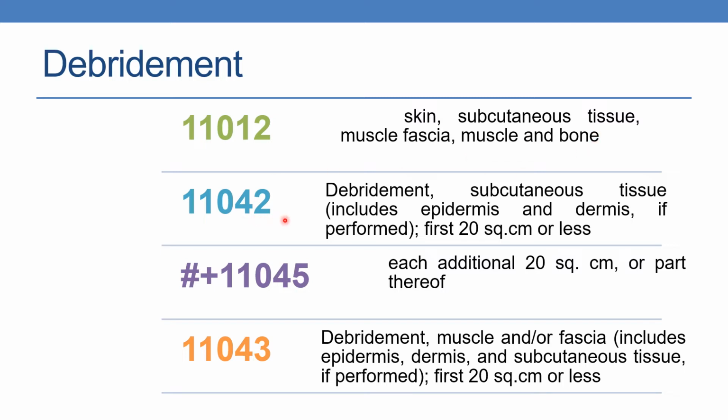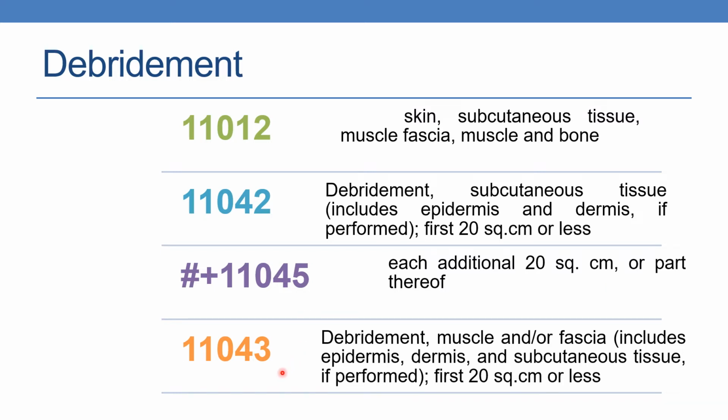The next is 11042, debridement subcutaneous tissue including epidermis and dermis if performed, first 20 square centimeters or less. We have discussed this in the previous example. The next is an add-on code and it is an out of sequence code, hence it is indicated by the number sign, 11045. Debridement subcutaneous tissue including epidermis and dermis if performed, each additional 20 square centimeters or part thereof from the first 20 square centimeters. For each additional 20 square centimeters after the first 20 square centimeters, you need to report 11045.